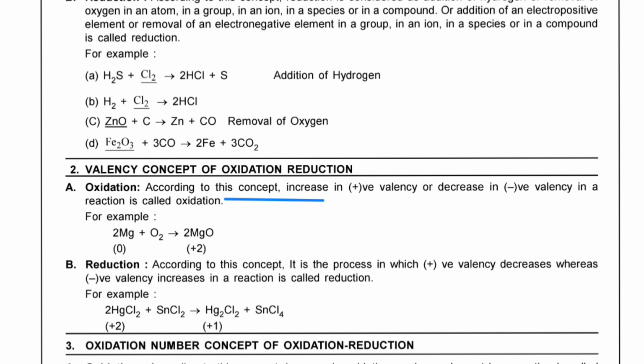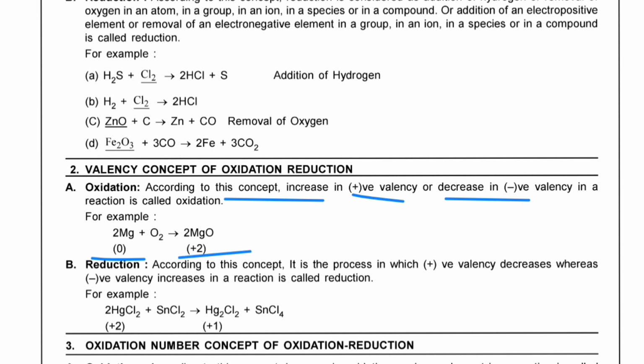So oxidation is like the valency concept. According to the valency concept, we have to check the valency. If the positive valency increases, or the negative valency decreases, then it is oxidation. You can see here oxygen has zero oxidation state, and it increases to +2, so this is oxidation.